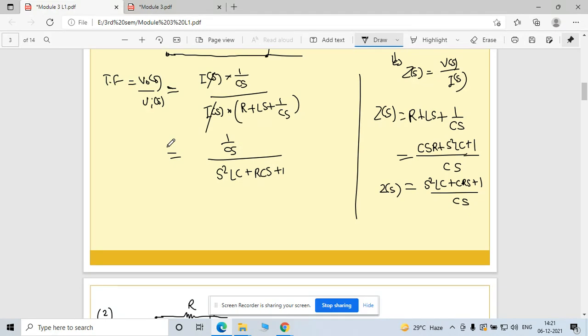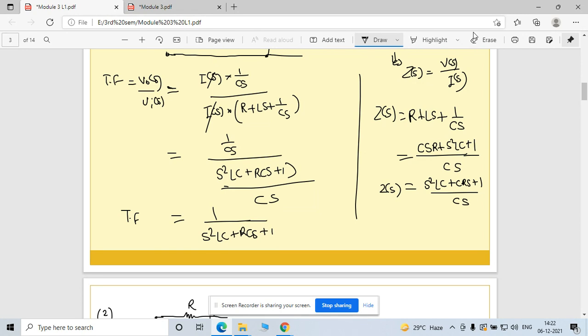Sorry friends. Yes. Now see, put this value in this equation. So what will you get? Divided by CS. So this CS term gets cancelled out from numerator and denominator. So what is the net value of your transfer function? It is nothing but 1 upon S square LC plus RCS plus 1.